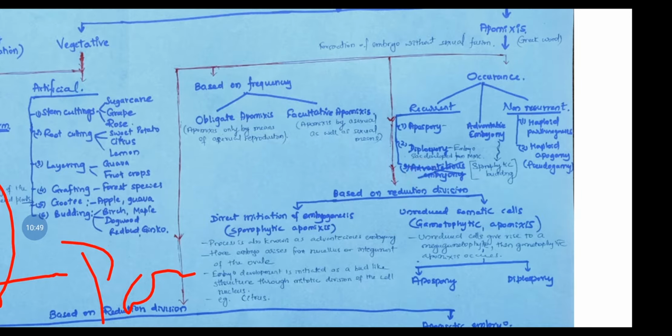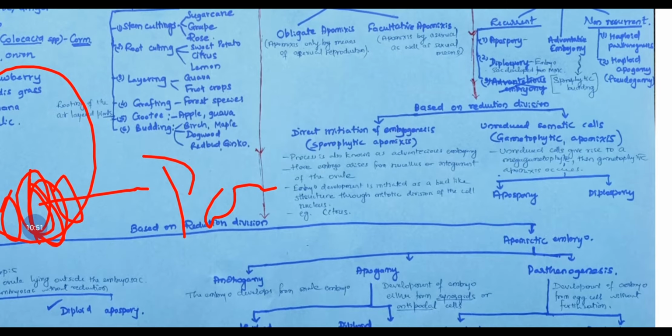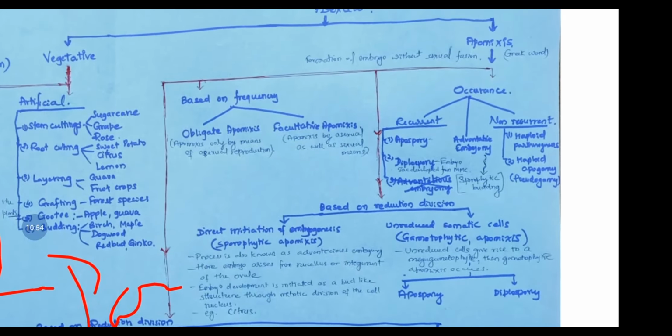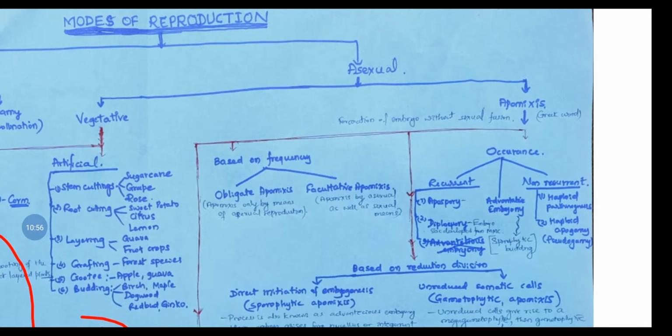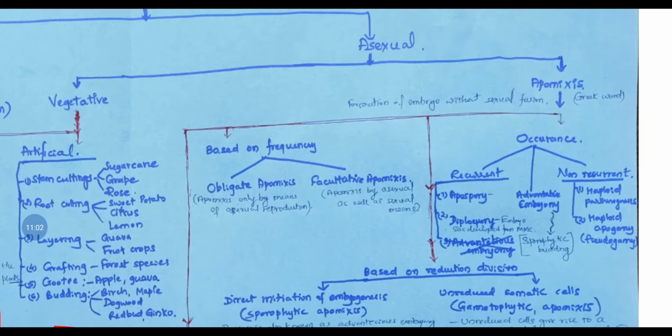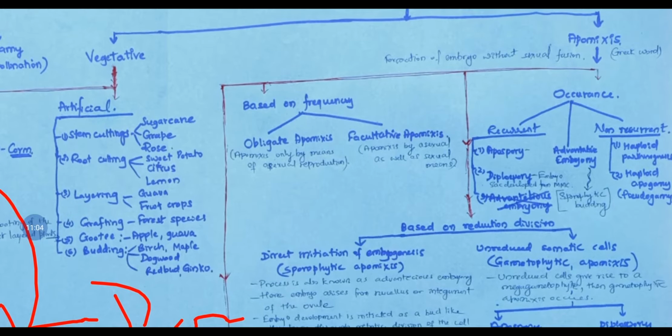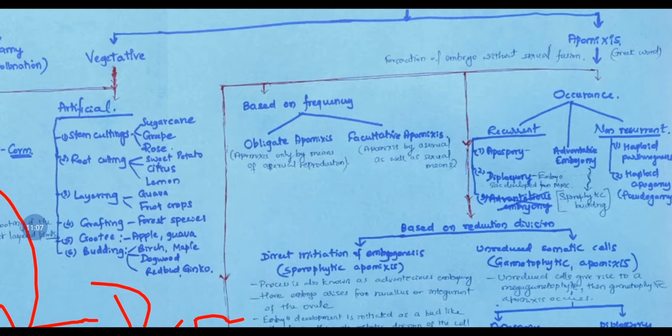Now we shall see the broad classification of apomixis based on frequency, based on occurrence, based on the reduction division, and based on the cell division. Coming to the first one, based on frequency, it is divided into obligate apomixis and facultative apomixis. Obligate apomixis means apomixis by the only means of asexual reproduction, whereas facultative apomixis means some portion of the sexual process also happens; sometimes it may undergo the sexual process and sometimes the asexual process. Such apomixis is known as facultative apomixis.